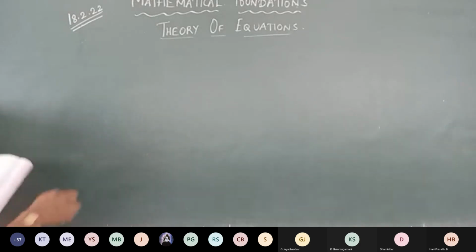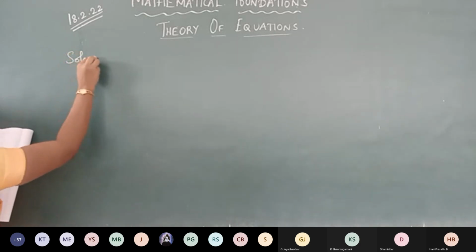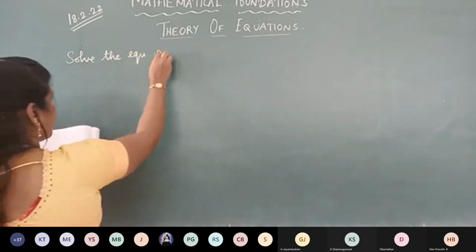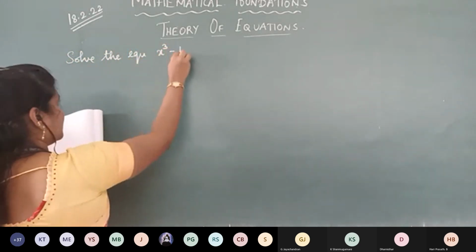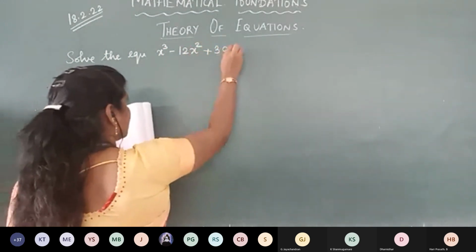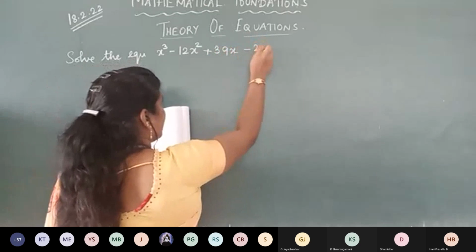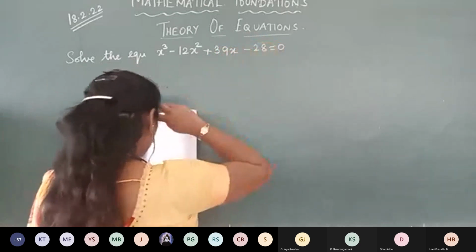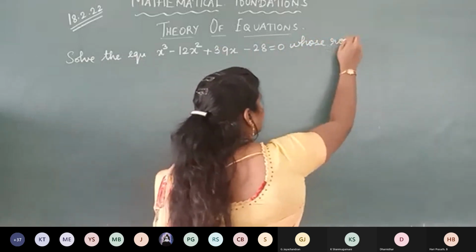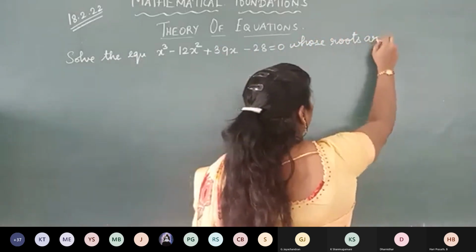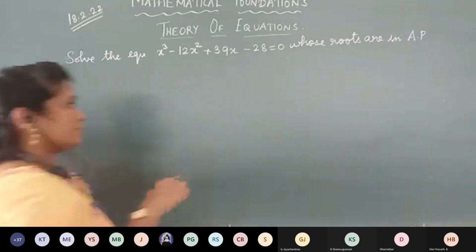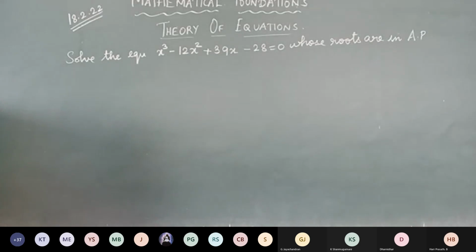Solve the equation x cube minus 12x square plus 39x minus 28 equal to 0, whose roots are in AP.